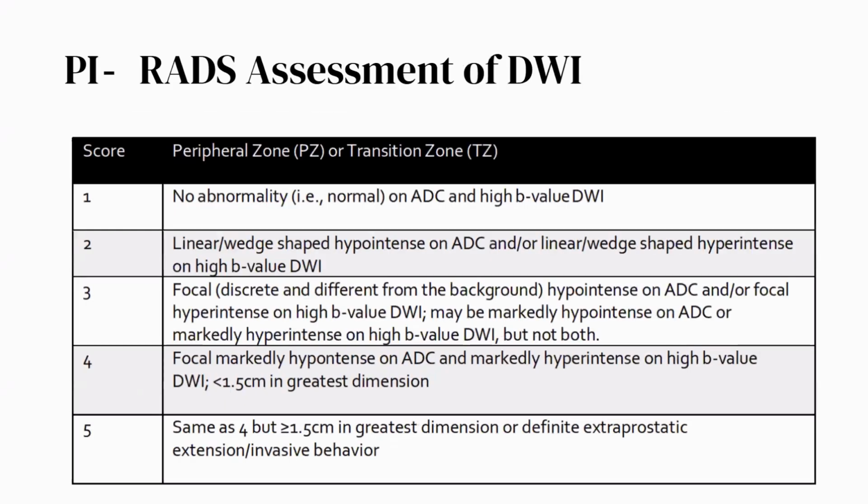Regarding the PI-RADS assessment of the diffusion weighted image, we have a score from 1 to 5 as usual. It is the same as we discussed in the last session because the PI-RADS assessment of the diffusion weighted image is similar for the peripheral zone and transition zone. So we will not go more deeply. If you want to review this one, please watch the last video.